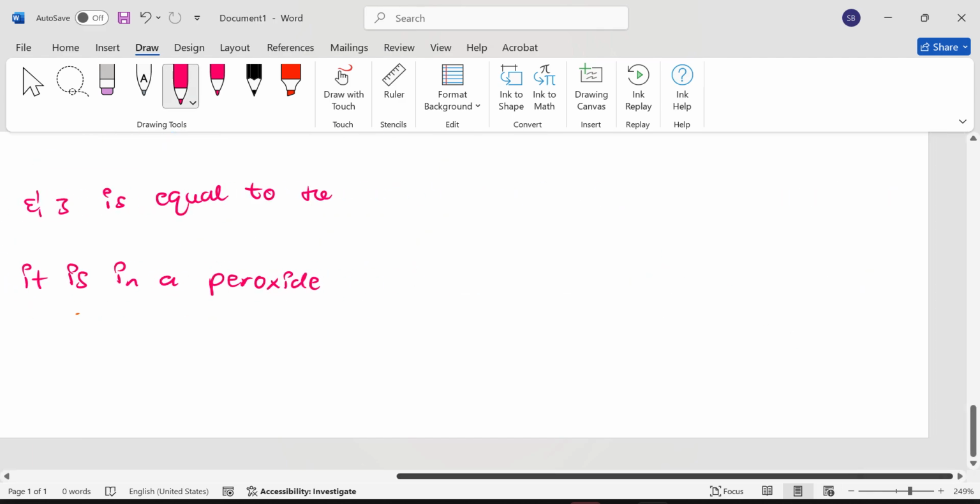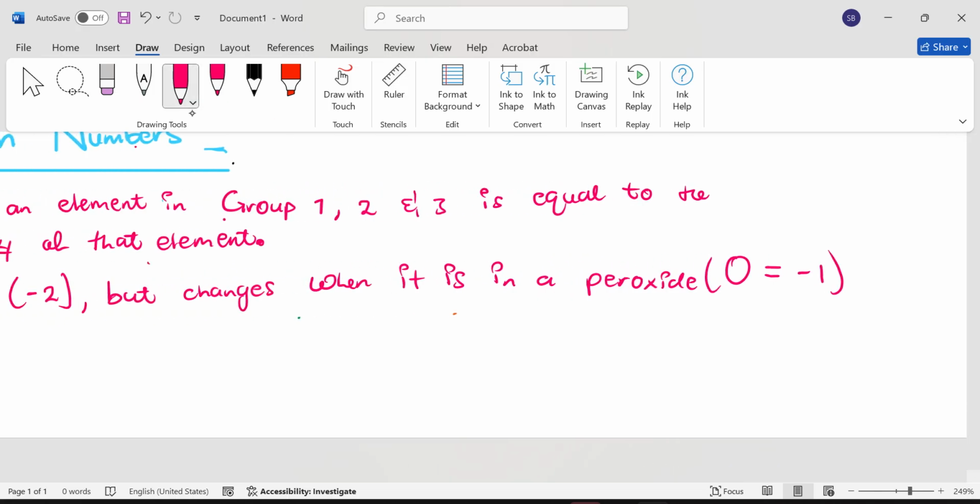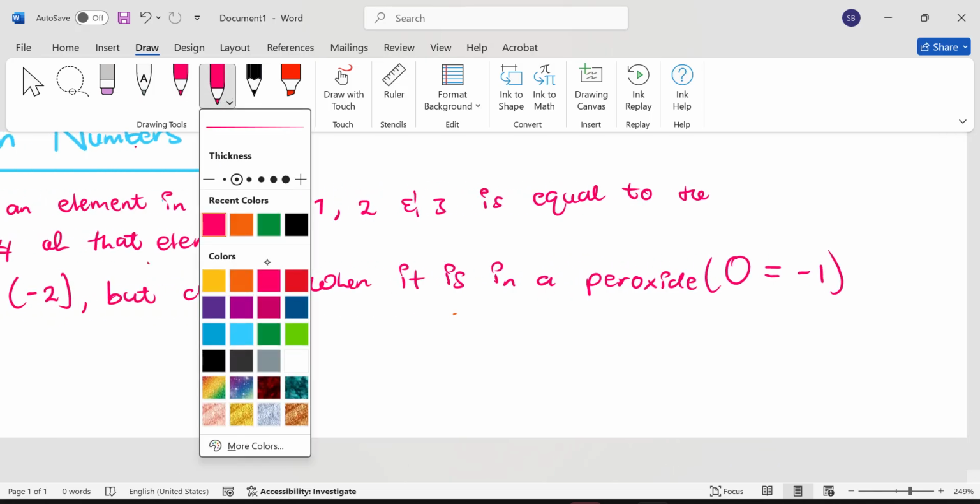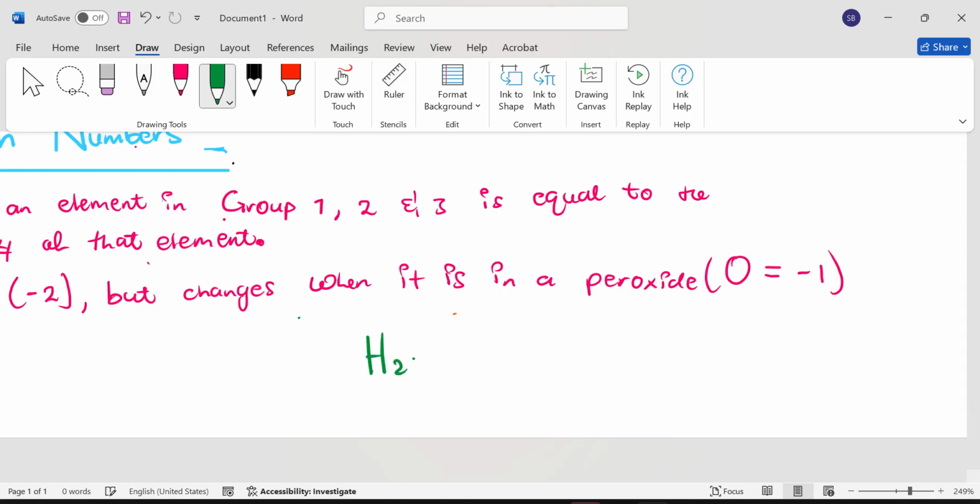When it's in a peroxide, it has an oxidation number of -1. Right, so notice how it changed. So what is a peroxide? A peroxide, for example, would be hydrogen peroxide, that would be H2O2. So when you have a situation like this one, then the oxidation number of oxygen will not be -2. No, it will actually be -1. That is if it is in a peroxide.